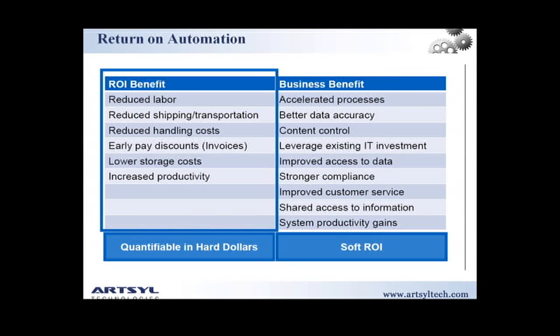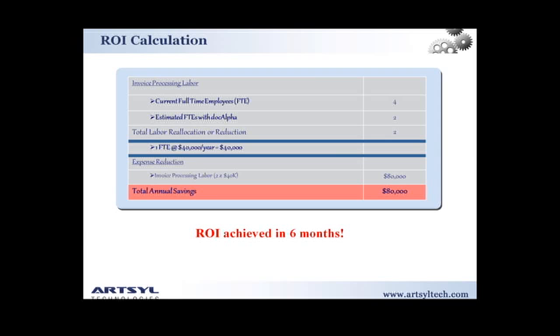The soft costs, I'm not going to go through each and every one, but accelerated business processes, being able to do things faster, better data accuracy. That can be a quantifiable hard dollar cost if you enter something incorrectly and overpay a vendor. There's definitely a hard dollar cost to resolving that issue, but better data accuracy is definitely a benefit. Improved access to the data, stronger compliance, and so forth. So there are many facets to generating an ROI.